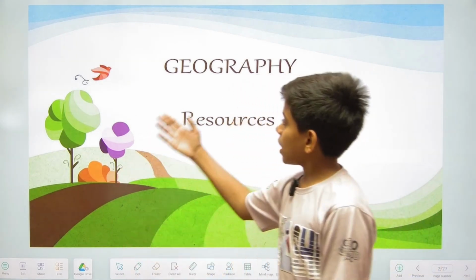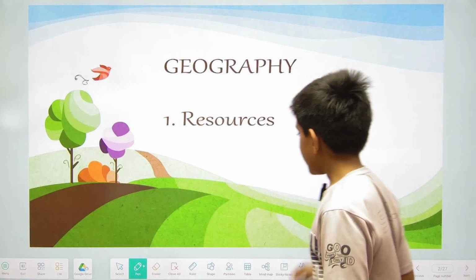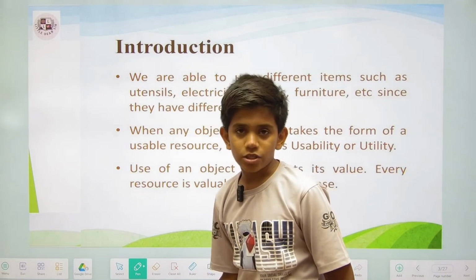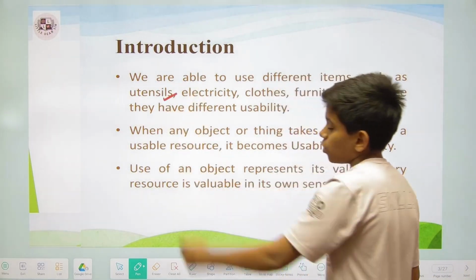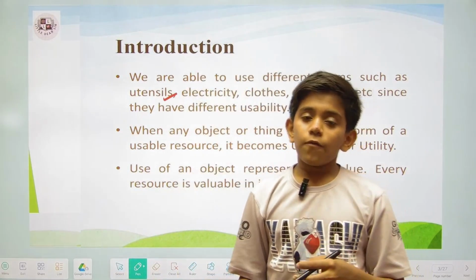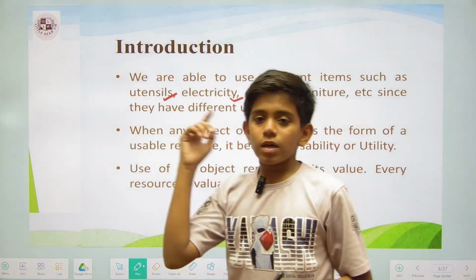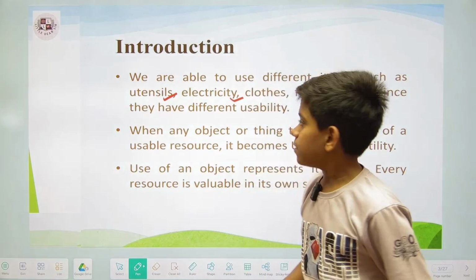So let's start today's video, that's the resources. First, we will learn what is the meaning of resources. Introduction. We are able to use different items such as utensils. In our everyday life, we use different items. First is utensils, for heating the food we use utensils. Then electricity. The bulbs, the mobile, everything is running on electricity.